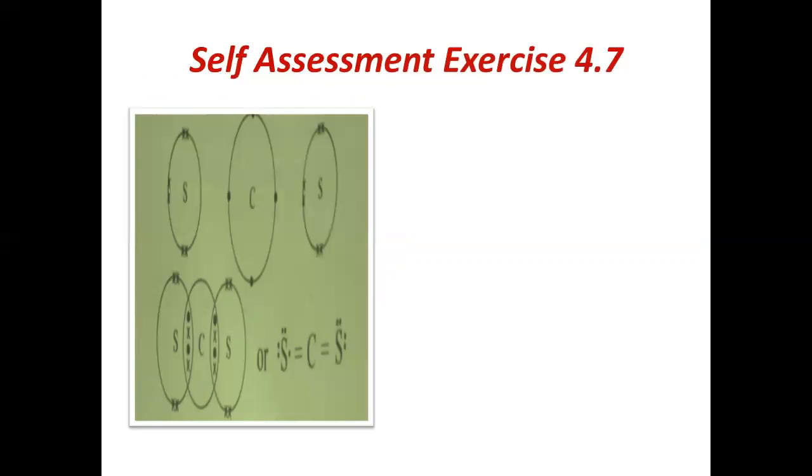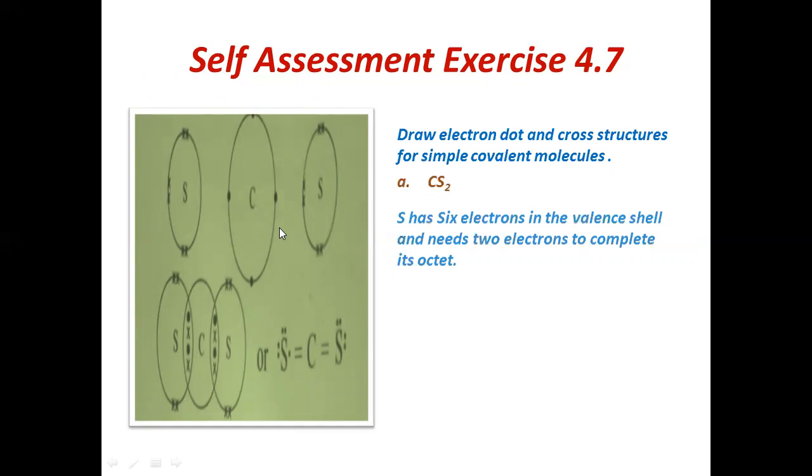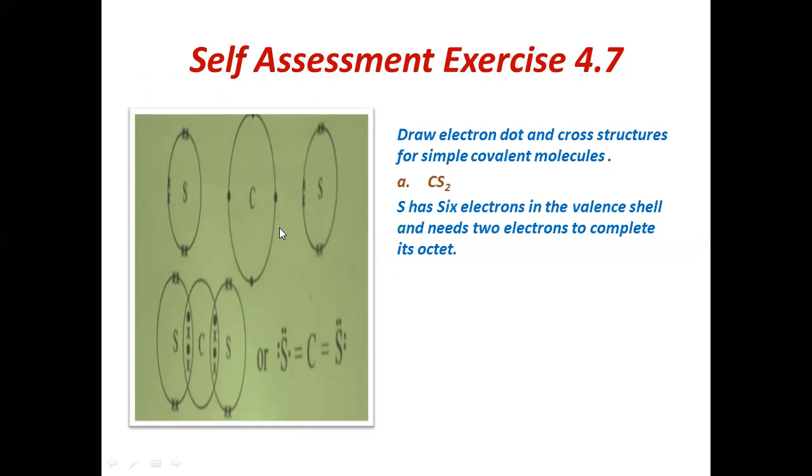Next part, as I told you, carbon disulfide. You can see carbon having 2 sulfur groups at both sides, and carbon will be the central atom. Again, it has 4 electrons in the outermost shell, and it will gain or lose those 4 electrons to complete its outermost shell. In carbon disulfide, sulfur has 6 electrons in the outermost shell and needs 2 electrons to complete its octet.